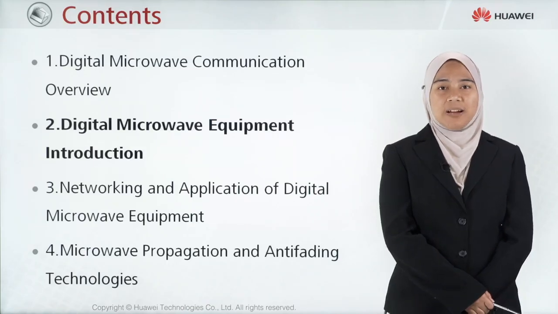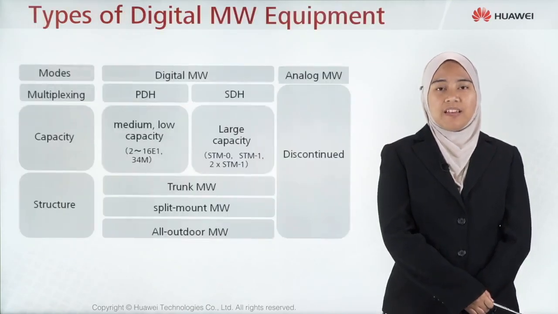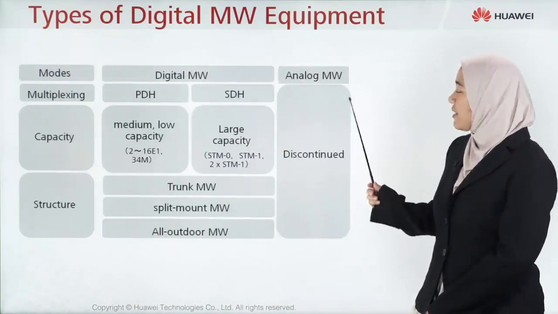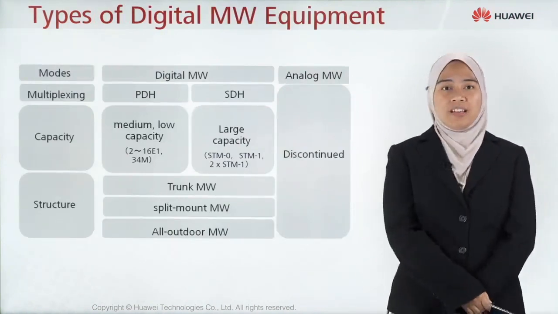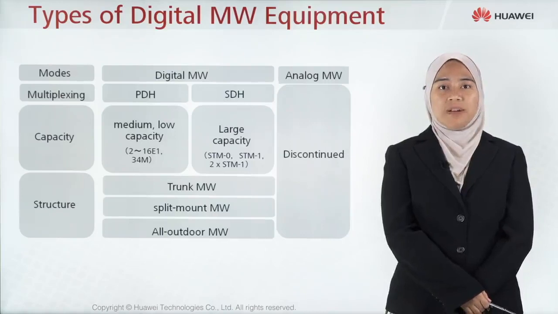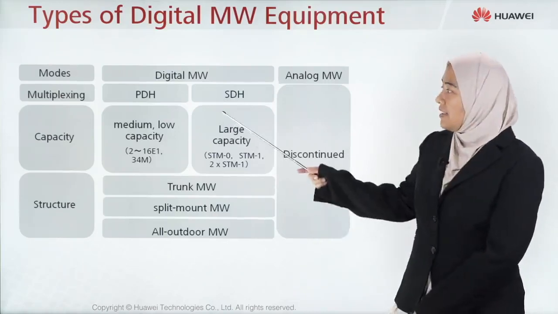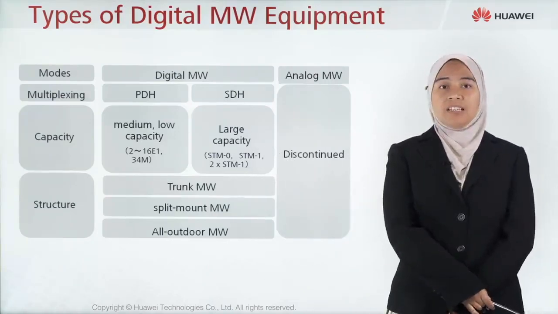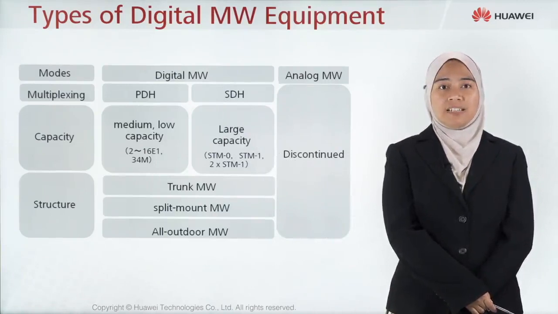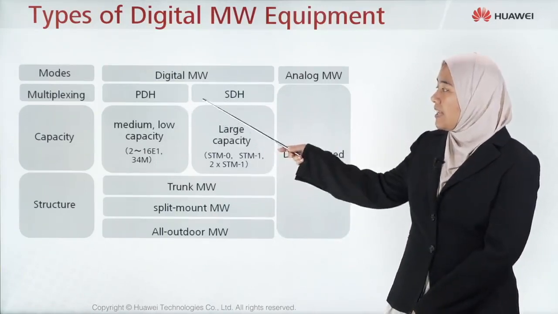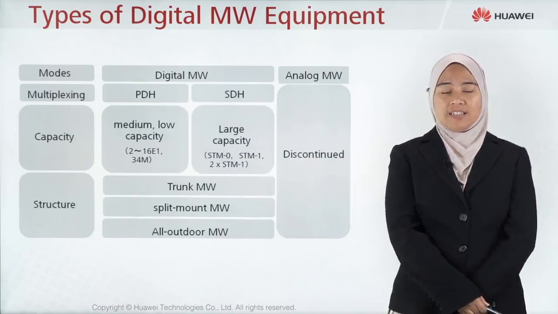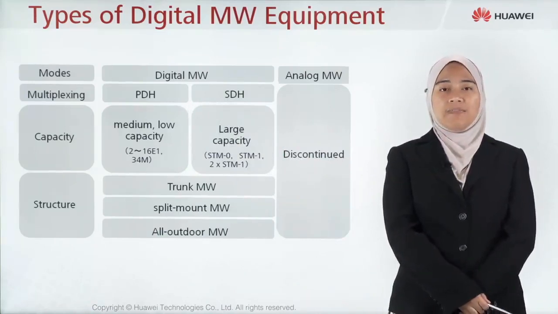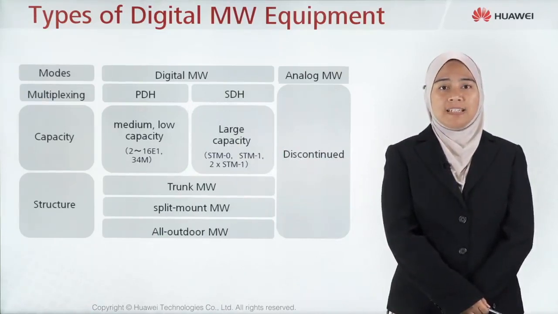Next is the digital microwave equipment introduction. As you can see here, the analog microwave has already been discontinued. So we will focus on the digital microwave. Here, the digital microwave communication can be divided into a few categories. For multiplexing, we can divide into PDH or SDH. On the capacity, we can divide into medium to low capacity and also large capacity.